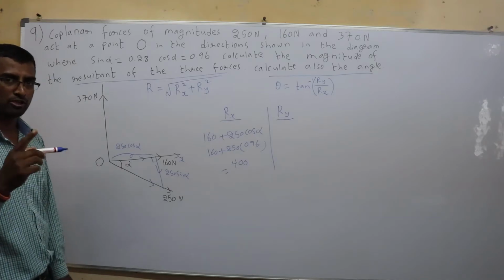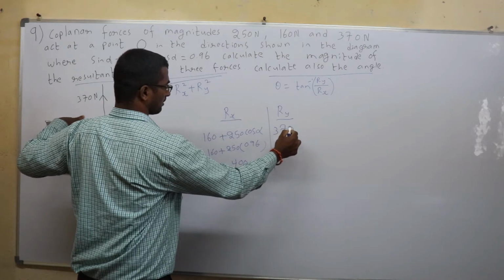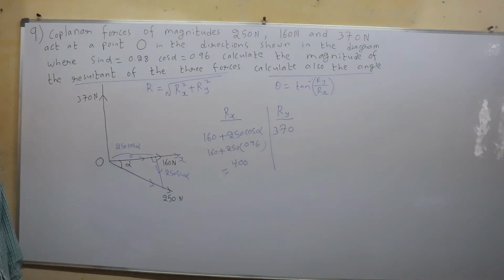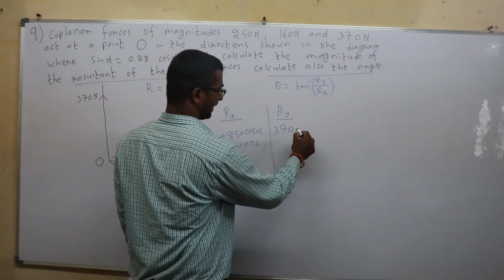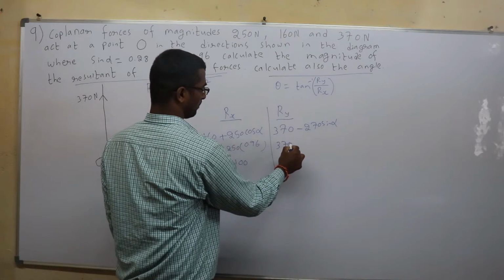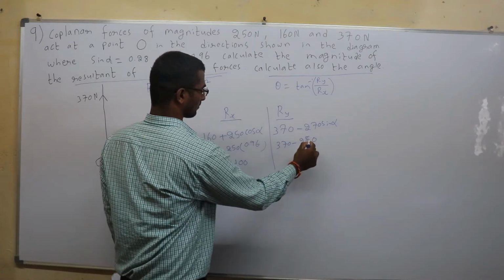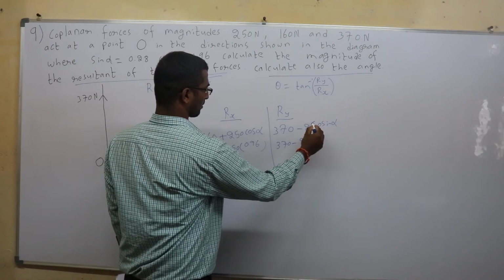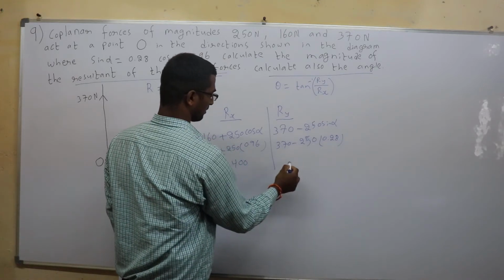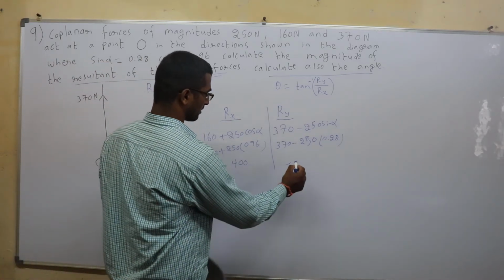Next, Ry. What all are acting in the positive y direction? 370. Now what all are acting in the negative y direction? 250 sin alpha. It's in the negative y, so minus 250 sin alpha. So in place of sin alpha, what do I put? 250 it is, right? So in place of sin alpha it is 0.28. If you put this in the calculator, your Ry is 300.